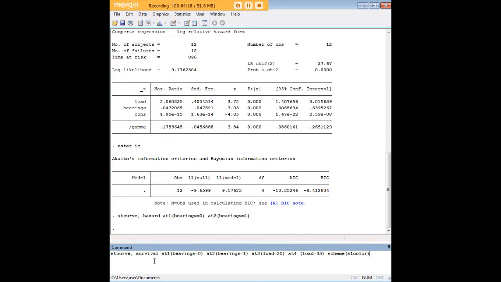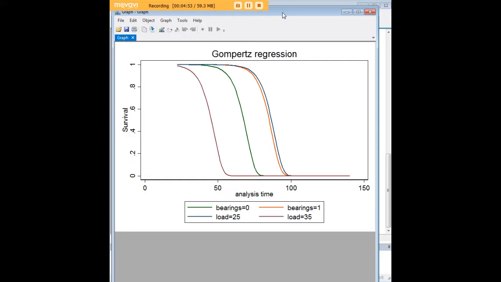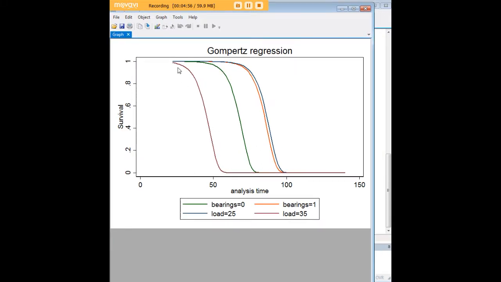So I'm going to create a new graph for you here using the same command, st curve, except instead of hazard as my option, I've chosen survival. Now I've chosen four different variable values of interest to me. I want to see the survival dynamics here for generators that have no bearings, for generators that do have bearings, for load 25 kVA, and also for load 35 kVA. And I've gone ahead and tacked on scheme S1 color because I think it's a nice looking scheme. Oh, and here we go. Okay, so this is quite handy.